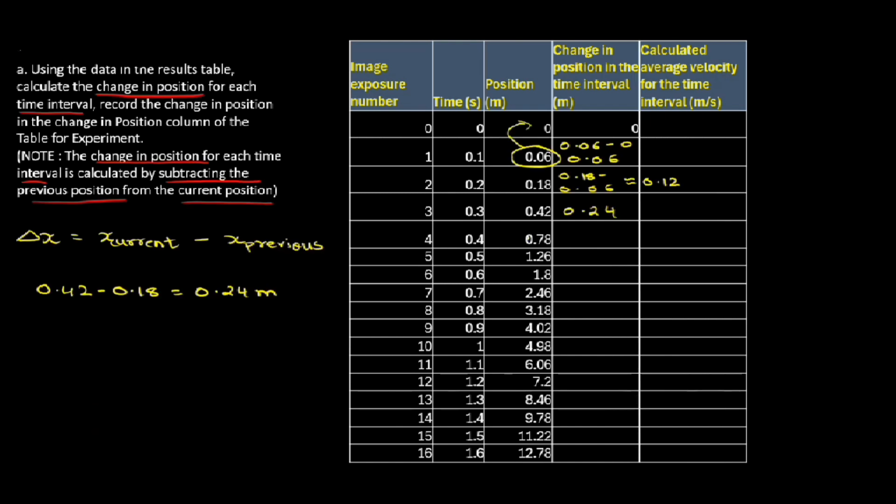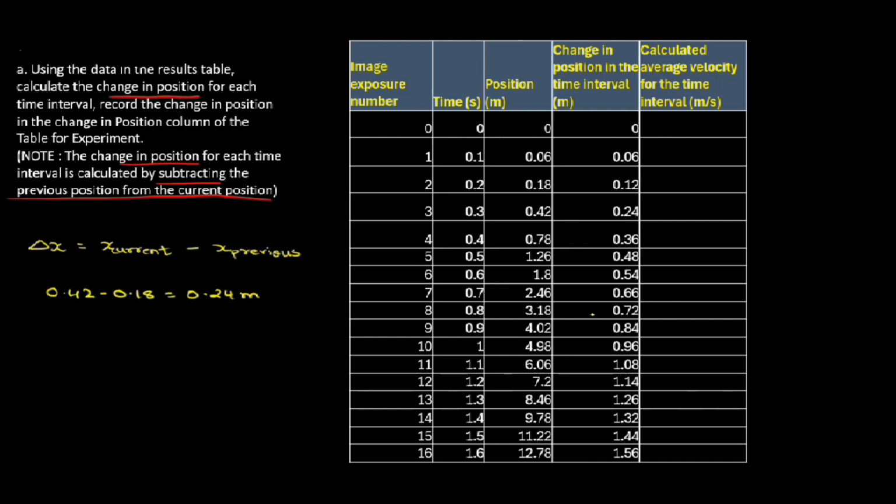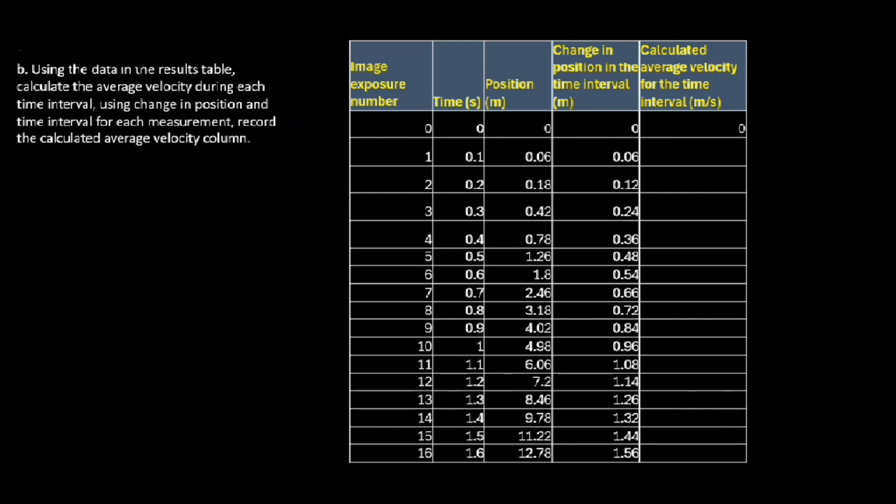So repeat the same steps for all the other position values to get the individual change in position for that particular time interval. And when we do that, these are the values for change in position that we get. This is part A of the question where we are just calculating the change in position in the time interval. In part B, the question is asking us, using the data in the result table, calculate the average velocity during each time interval using change in position and the time interval for each measurement. So now we need to calculate the average velocity in the last column.